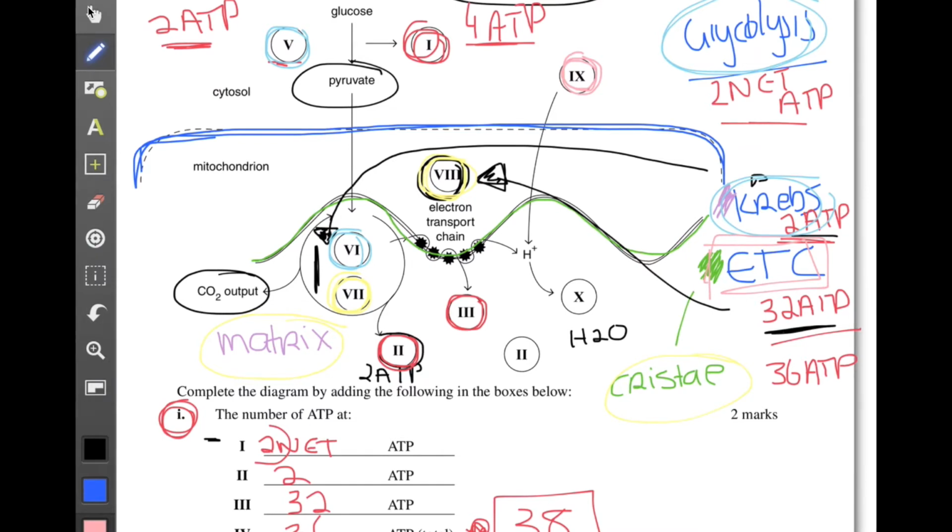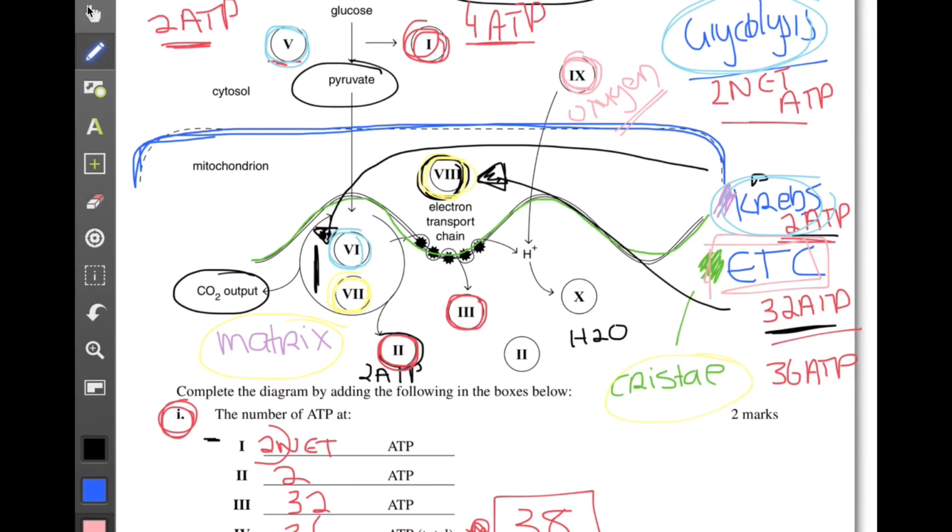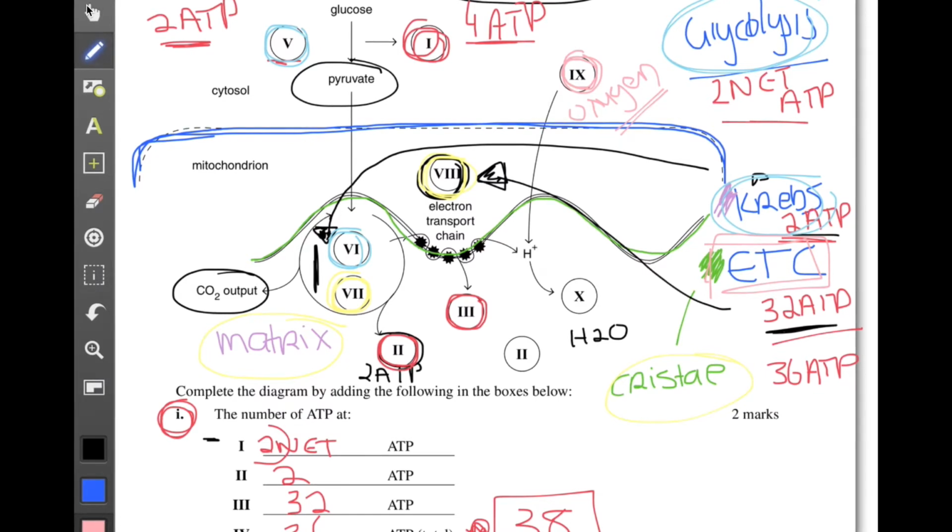It requires oxygen because it's aerobic. Okay, does the Krebs cycle directly require oxygen? No. It must be present, but it doesn't require it directly. So it needs the outputs from the electron transport chain as inputs, and because of that, oxygen must be present for the electron transport chain to occur.